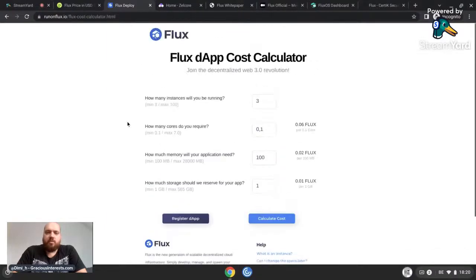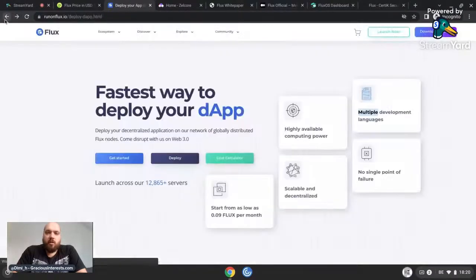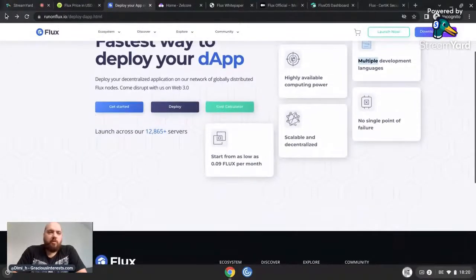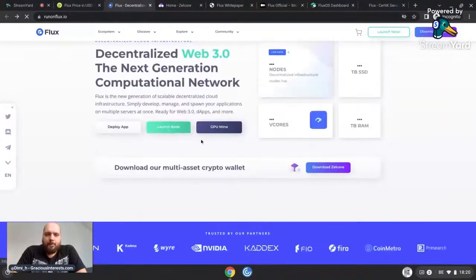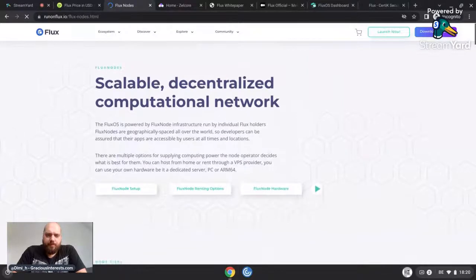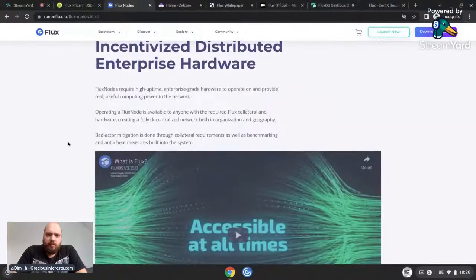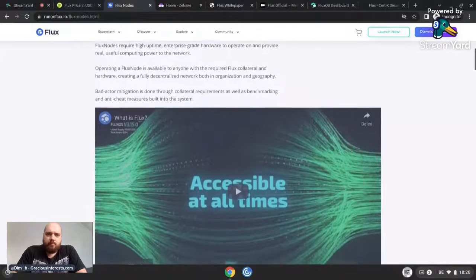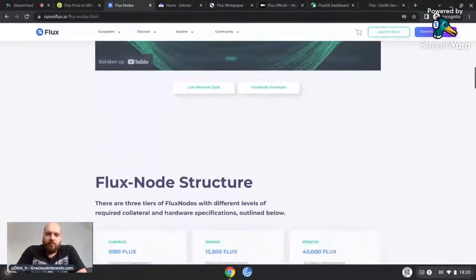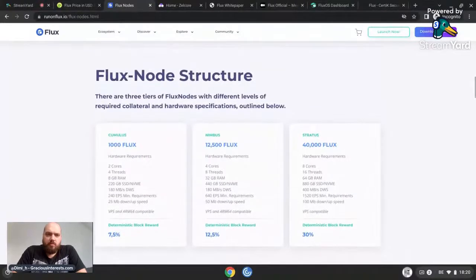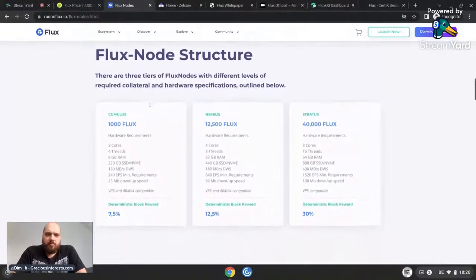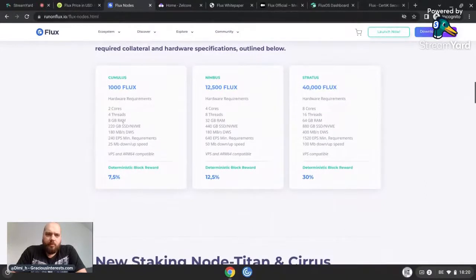So this is to see how well your decentralized application will fare. I'm going to get back here. Launch node. I'm going to assume it's for immediate support. Okay, so they give you... So you're going to need some Flux, naturally. It is quite heavy though.